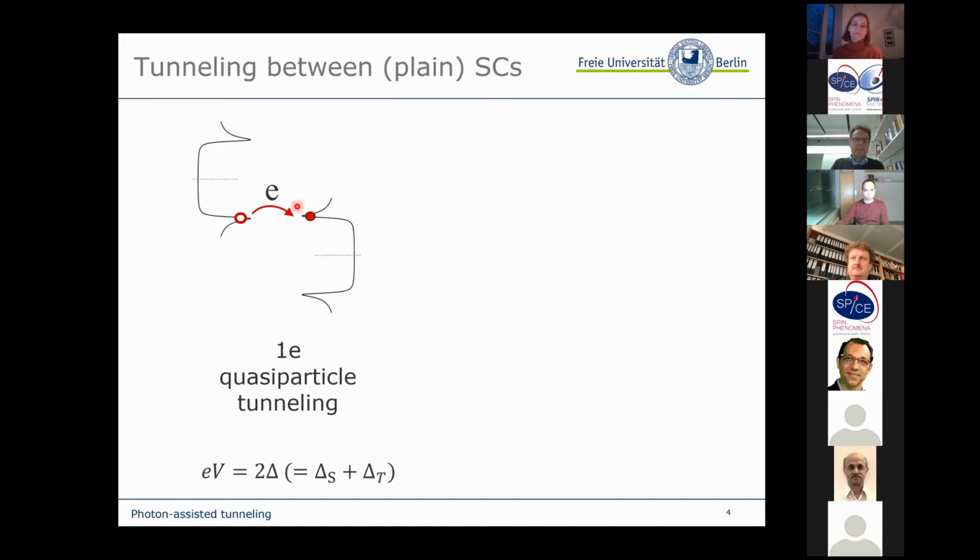So let's start with the simplest such process, which is just single electron tunneling between, say, the tip and the substrate superconductor. That can happen by creating a hole in the tip and adding a quasi-particle to the substrate. So you're creating two quasi-particles in the system, so that requires a total energy of twice delta, the gap of the tip and the gap of the substrate, but I will generally assume them to be the same. And so we need an energy of 2 delta. So this happens for voltages equal or larger than twice the superconducting gap.